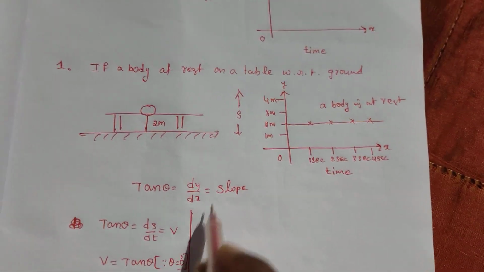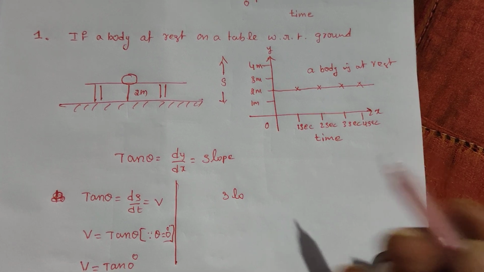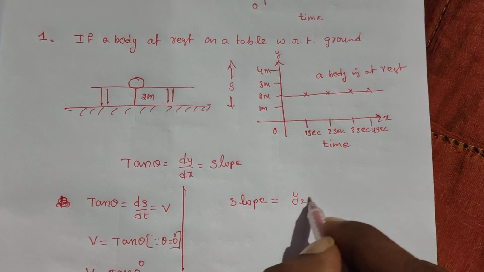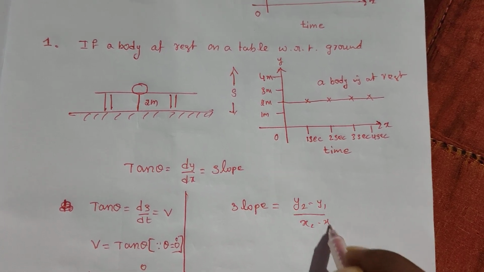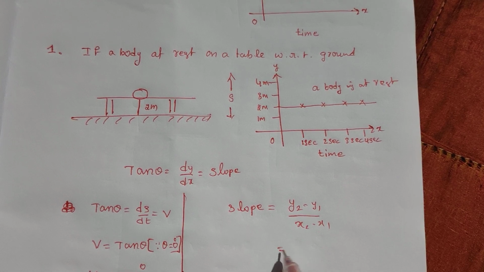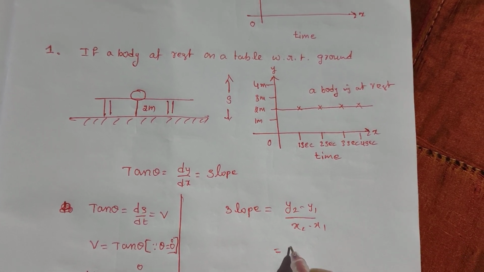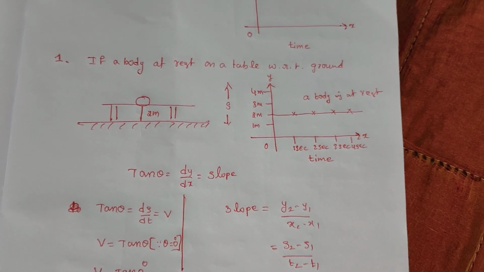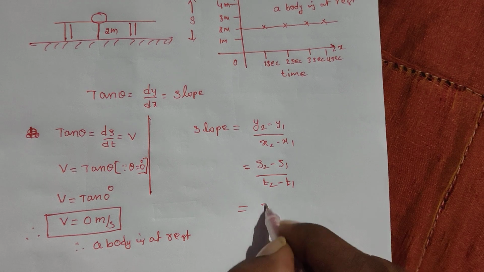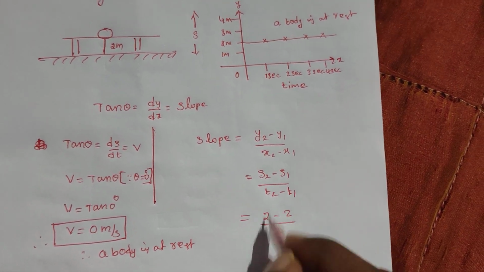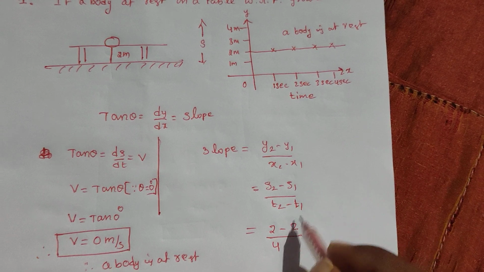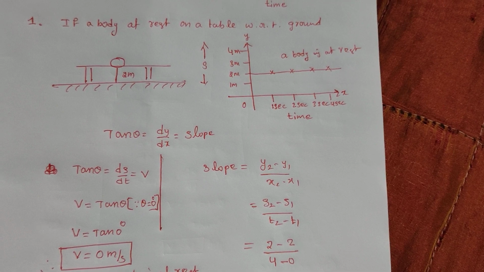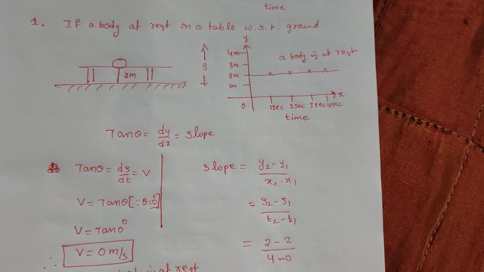Understood? Next one, the formula for slope. In another way we have to explain this condition. Formula for slope: slope is equal to y2 minus y1 divided by x2 minus x1. Displacement is represented as s2 minus s1 divided by t2 minus t1. s2 value, how much? s2 value is 2 meters. s1 value is 2 meters. t2 value is 4, so 4 minus 0. Yes or no? Therefore 0 by 4, that is equal to 0 meter per second.